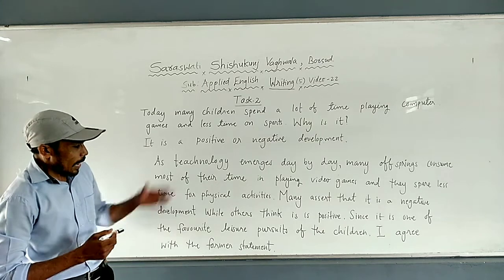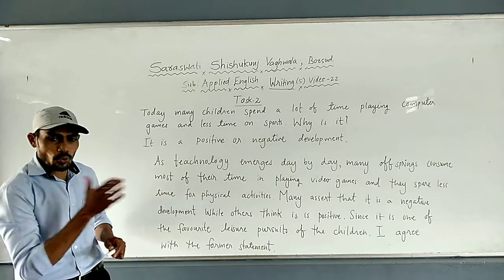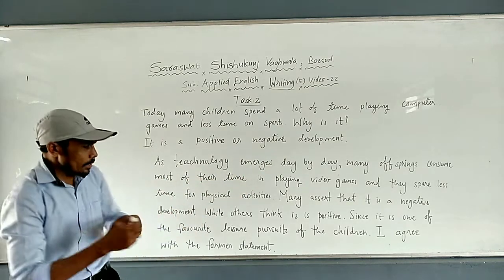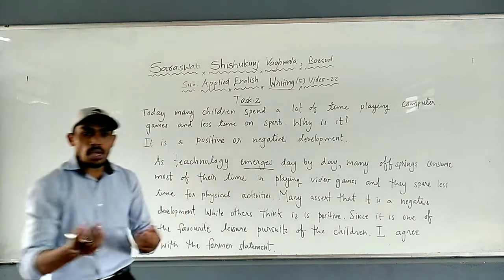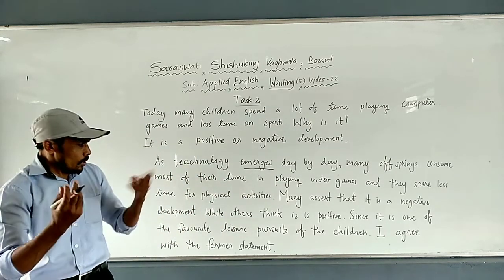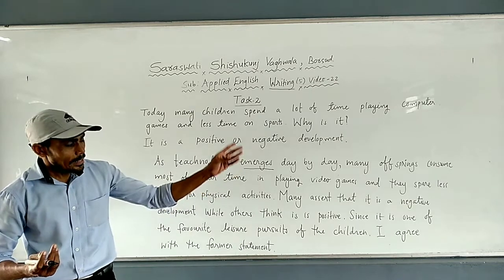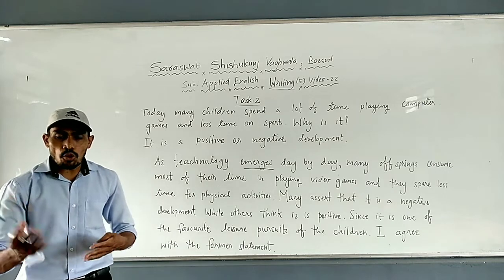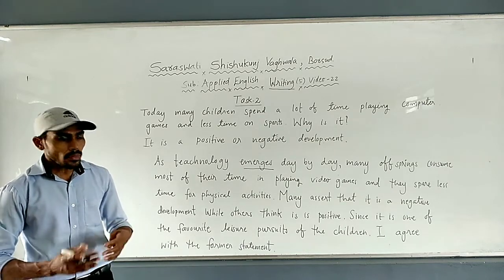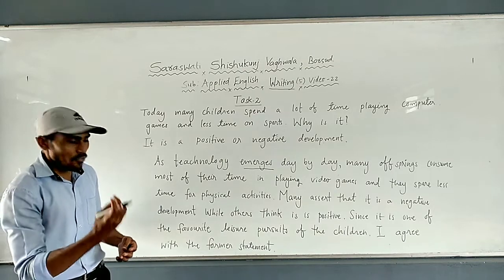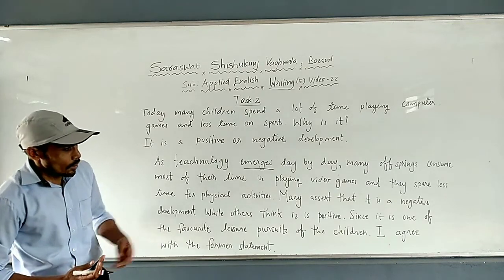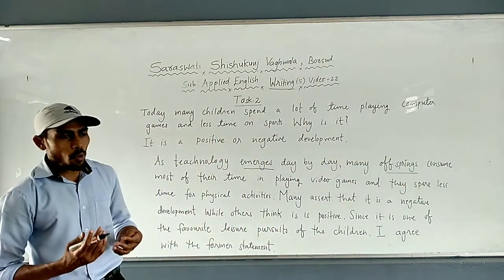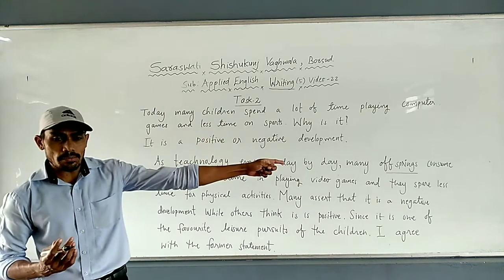Now students, I have written an introduction, you can see on the board. I am going to read it out. As technology emerges day by day. What does emerges mean? Emerges means coming out. Technology is coming out. As you know, technology emerges day by day. You can see laptops, mobile phones, computers, many technologies that you can find in this present era. Many offspring. Offspring means children. I have written synonyms.